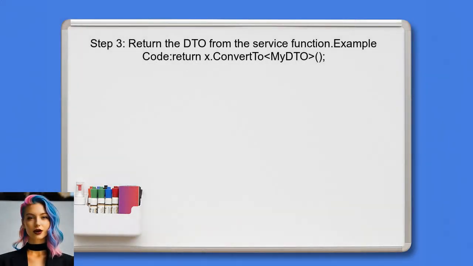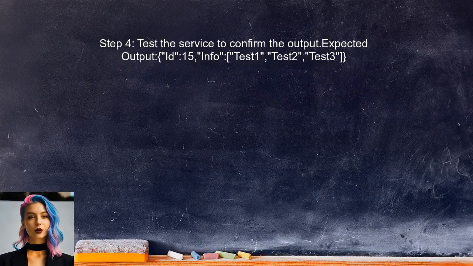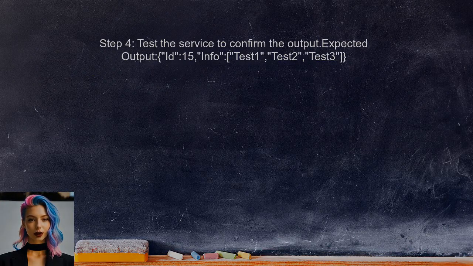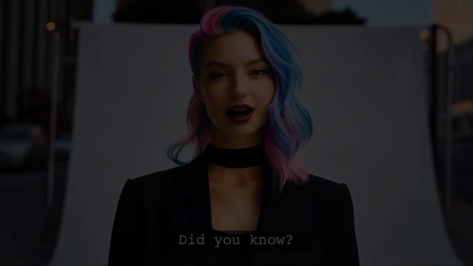After updating the DTO and ensuring the JSON format is correct, the user should return the DTO from their service function as before. The JSON raw attribute will prevent the escaping of the JSON string. Finally, the user can test the service to confirm that the info property now returns the desired JSON format without escaped characters.